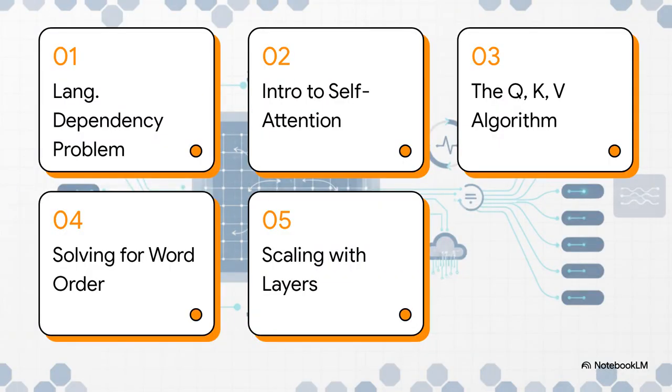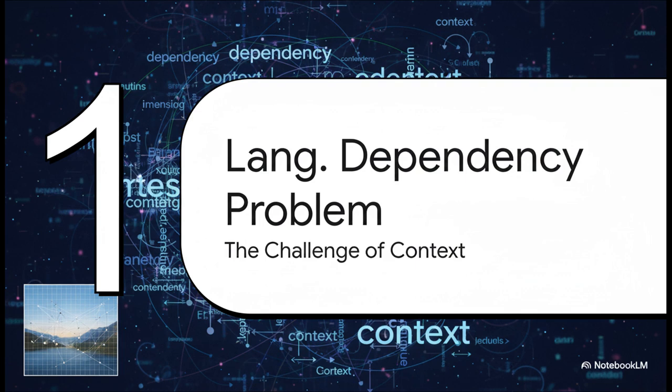All right, so here's how we're going to break this all down. First, we'll look at the big problem with language itself. Then, we'll see how self-attention comes to the rescue. After that, we'll get into the nitty-gritty, the QKV algorithm. We'll tackle a huge blind spot it has with word order. And then finally, we'll see how you stack all this together to build the massive models we have today. So let's start with that fundamental challenge.